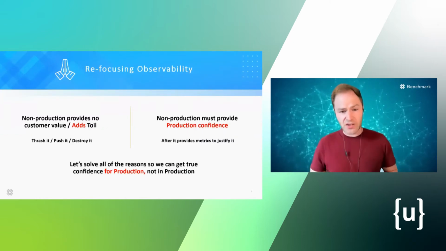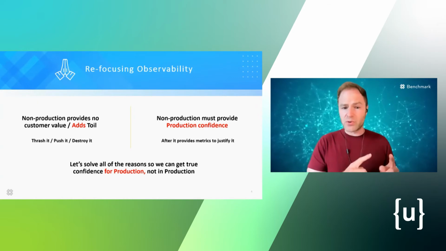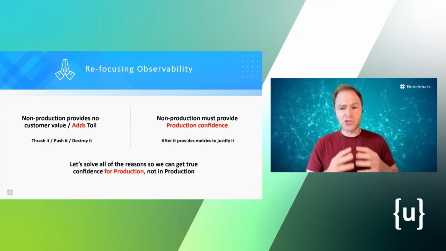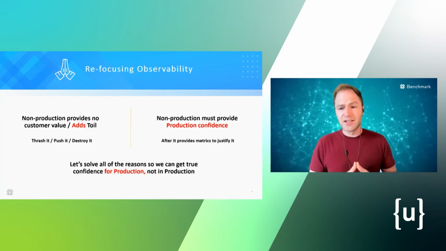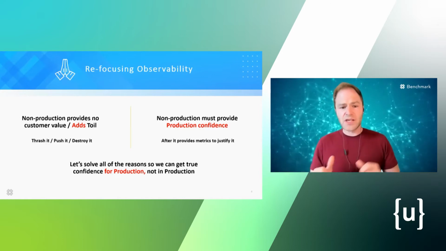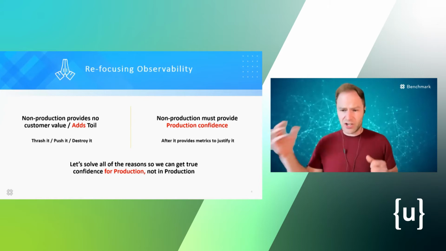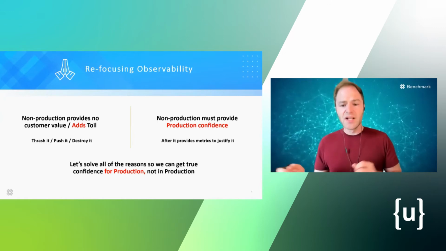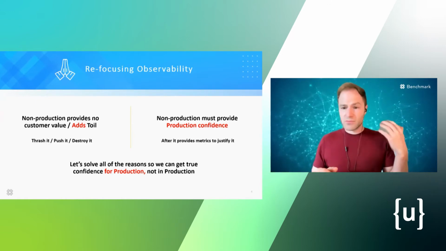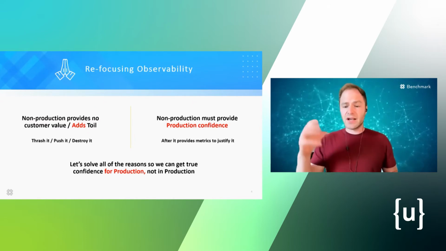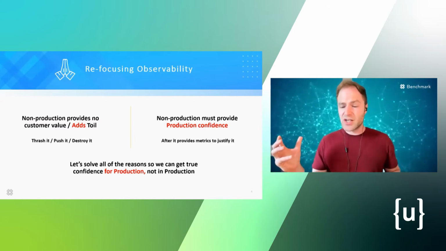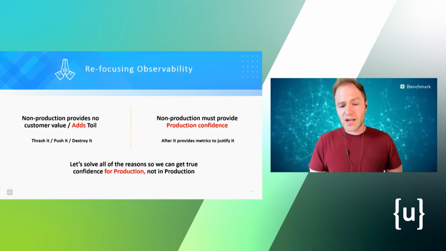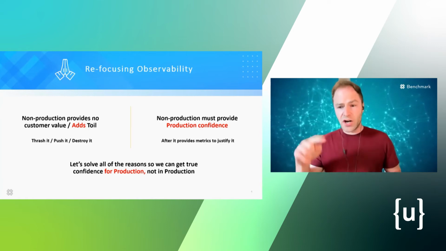I want to refocus your thinking first. I think we can all agree that non-prod provides no customer value, unless it's like a testing environment or a demo environment. But traditionally, dev, QA, performance testing, UAT is not a customer value. It's just area that we work through to get confidence for production. So non-production must provide confidence for production deliveries. So in non-production, thrash it, push it, destroy it. But only after you get the metrics for that release or for that change in production. So let's solve all those reasons to get true confidence for production, not in production.